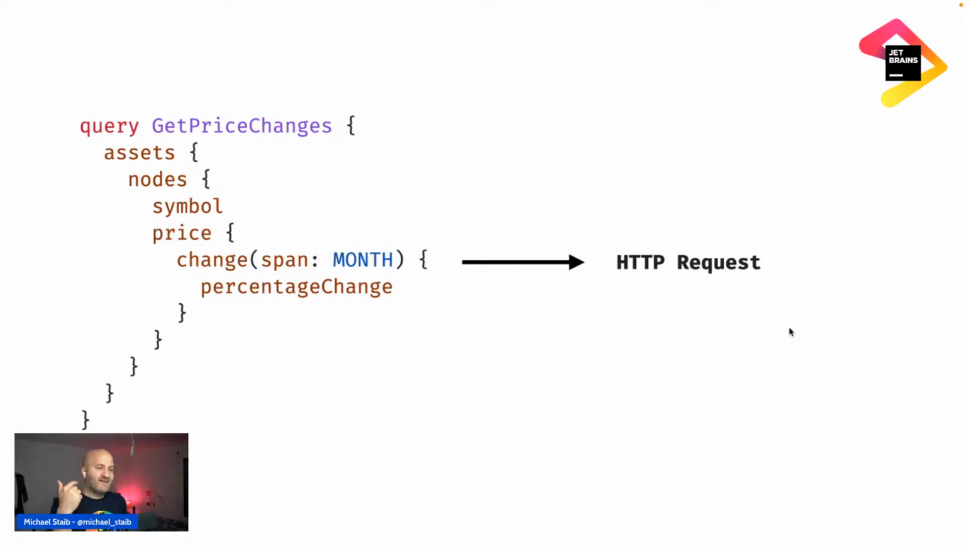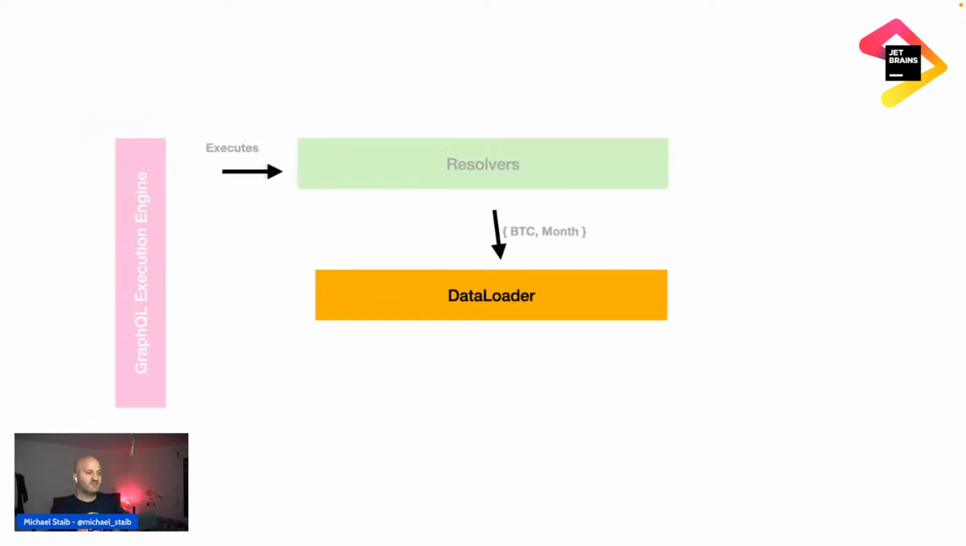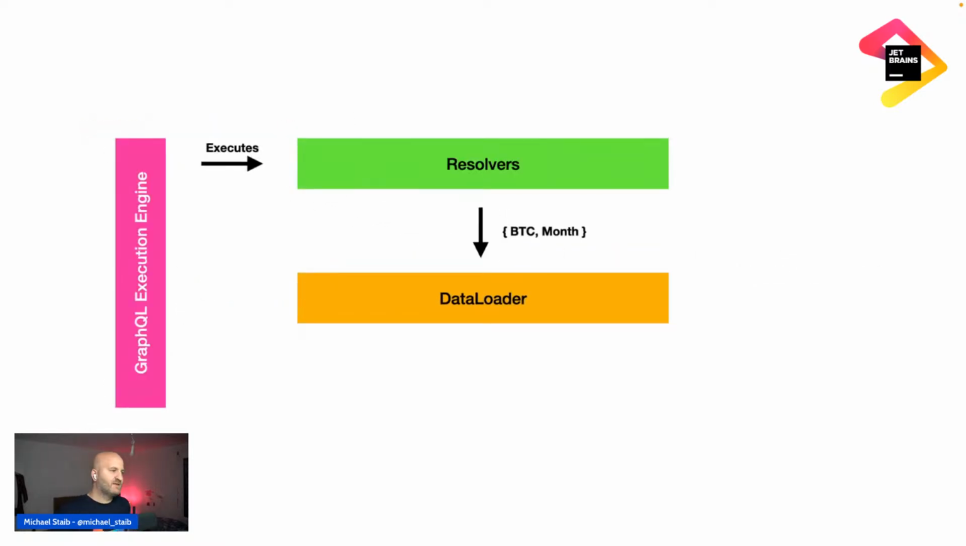So with the async pattern, it transforms then into the data loader. So what it essentially does, instead of doing the data request or the HTTP request here, we're going to call something called the data loader. And the data loader will then batch all these calls. And that works by essentially cheating a bit. So the resolver would call the data loader with a key. In this case, the key pair is Bitcoin and months. So we want the percentage change for the Bitcoins aggregated over a month. And we would ask the data loader.